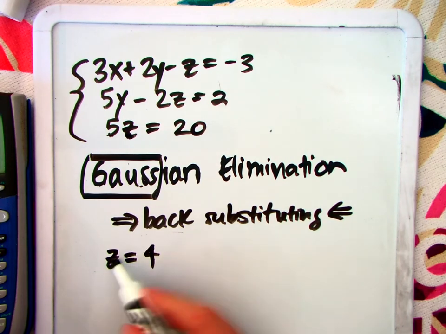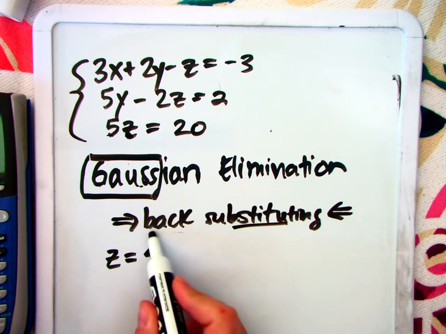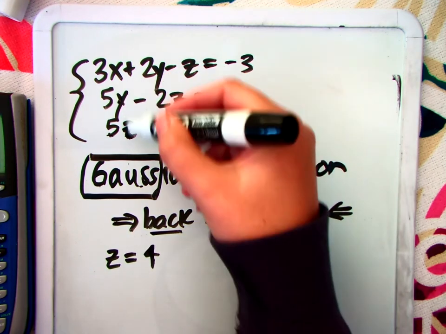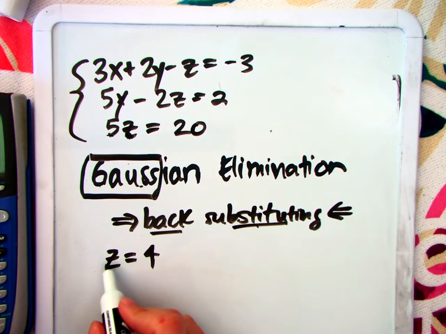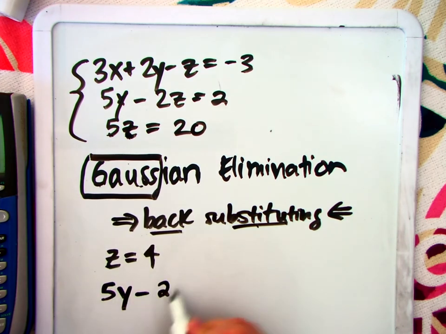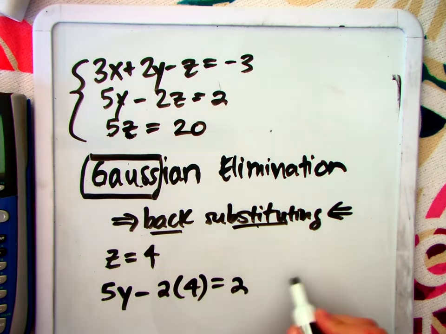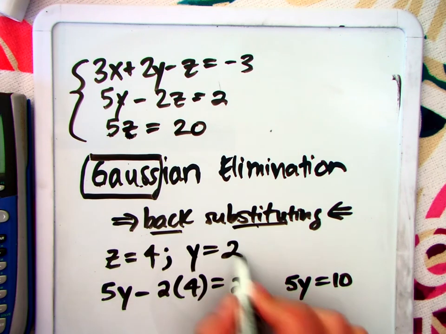And once we have z, now we can go backwards to the 2nd equation and substitute that in in order to find out what y is. Then I'd have z, I'll have y, and then I can go backwards to get x. So I have z, so now we're taking z into the 2nd equation, so we would have 5y minus 2 times 4 has to equal 2. So 5y minus 8 equals 2, 5y equals 10. So now we know y is equal to 2.